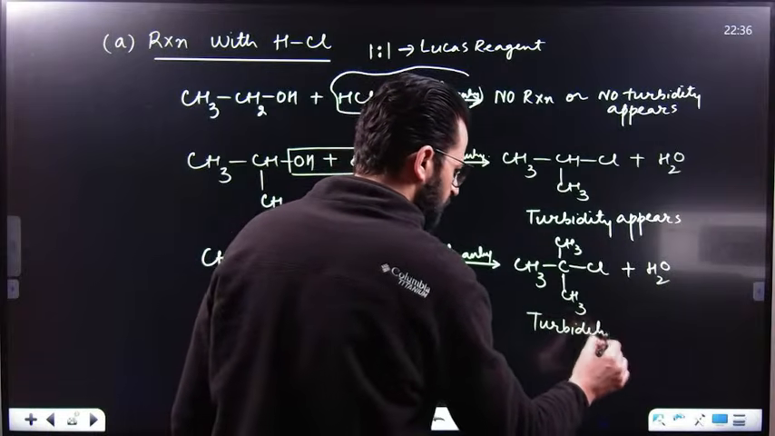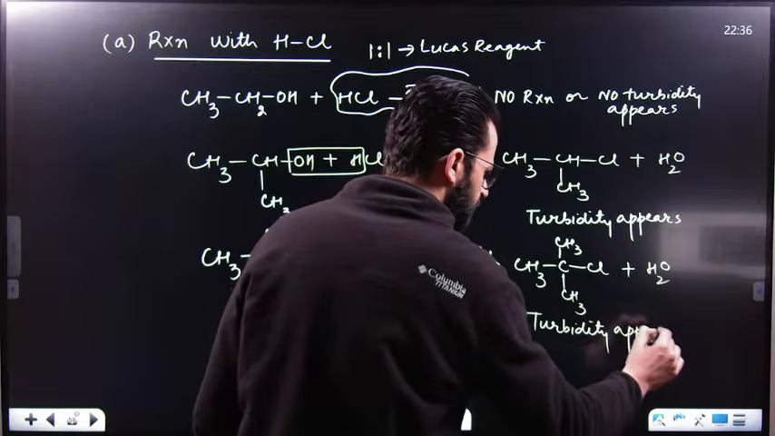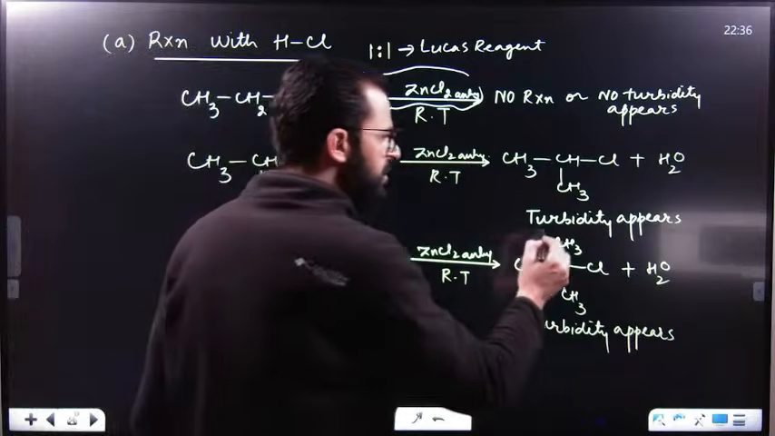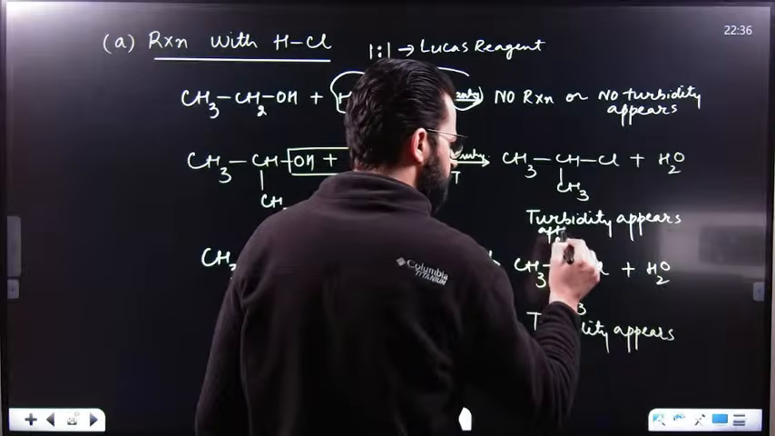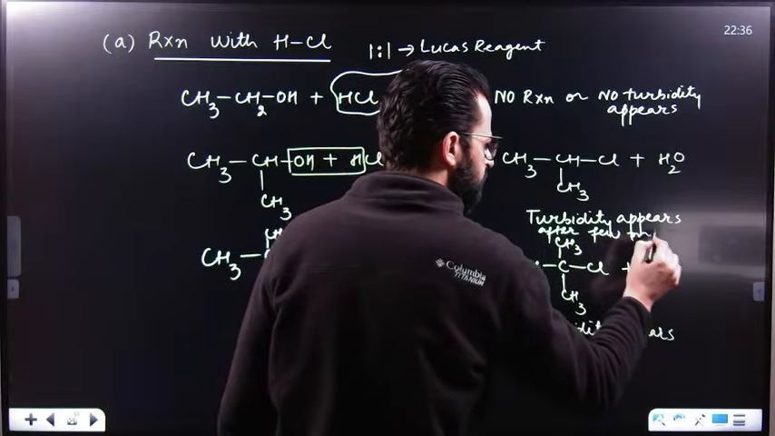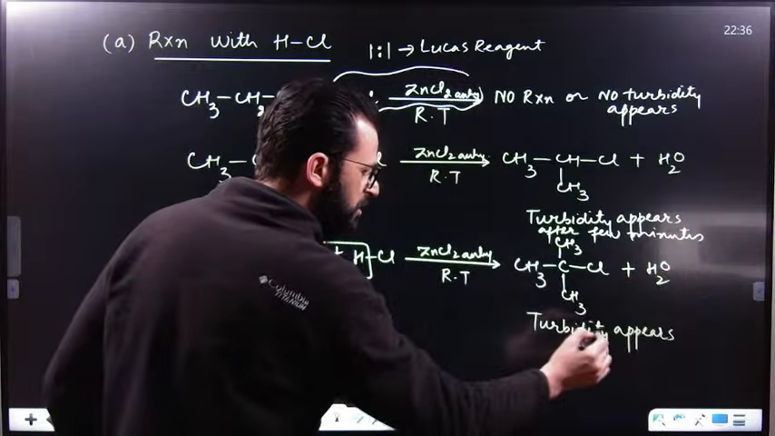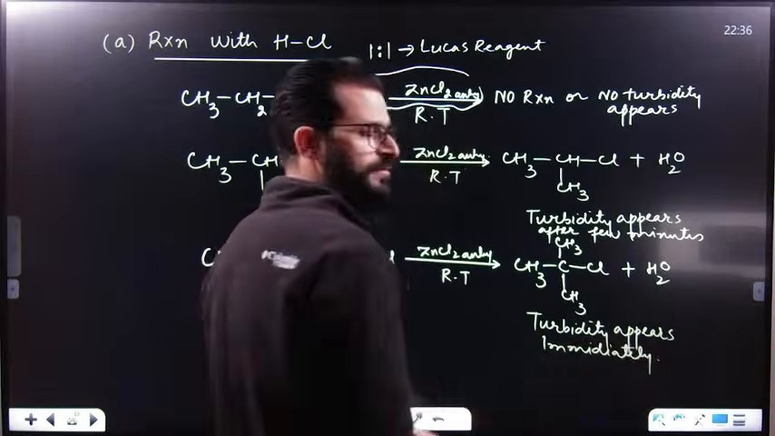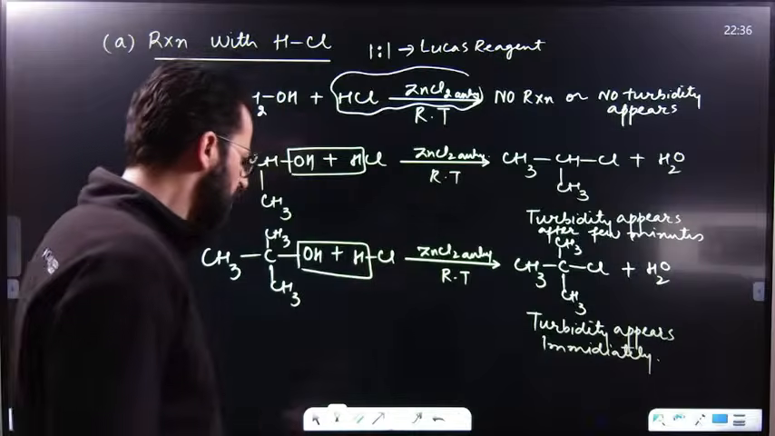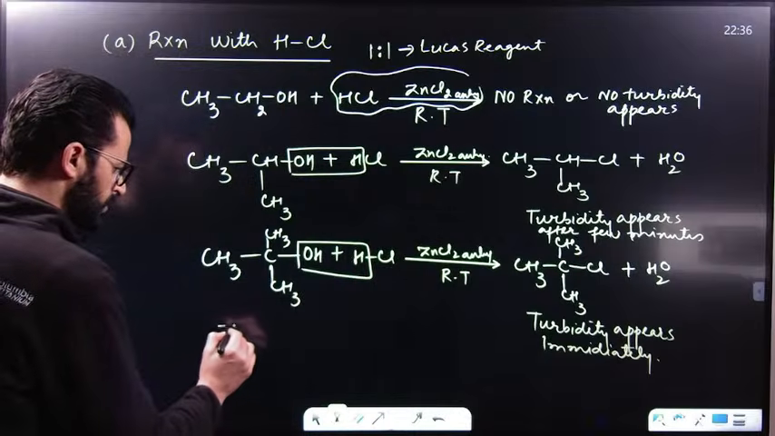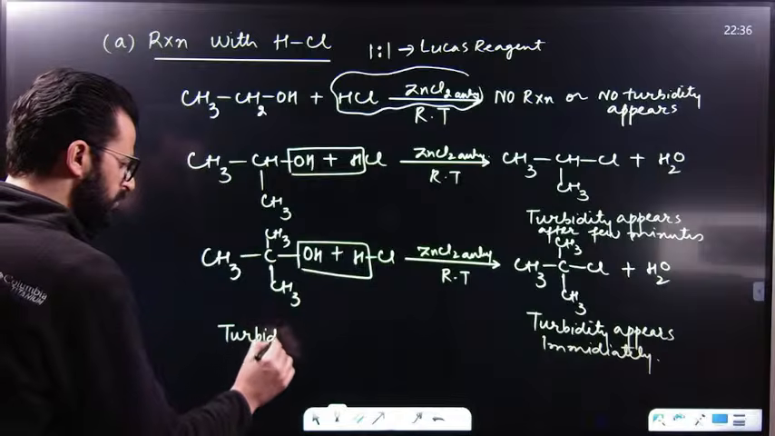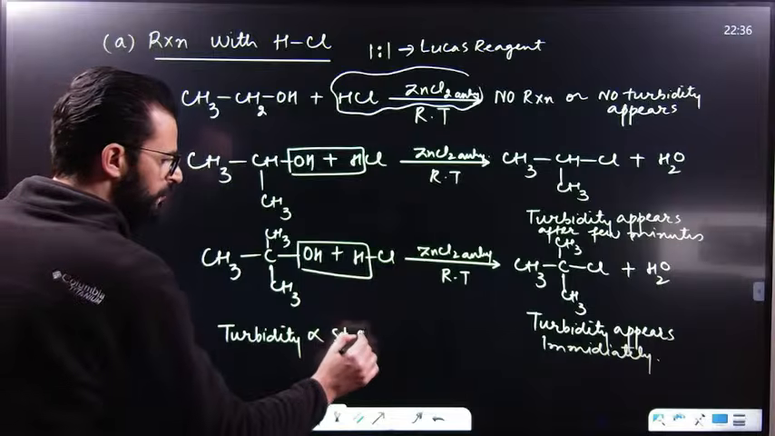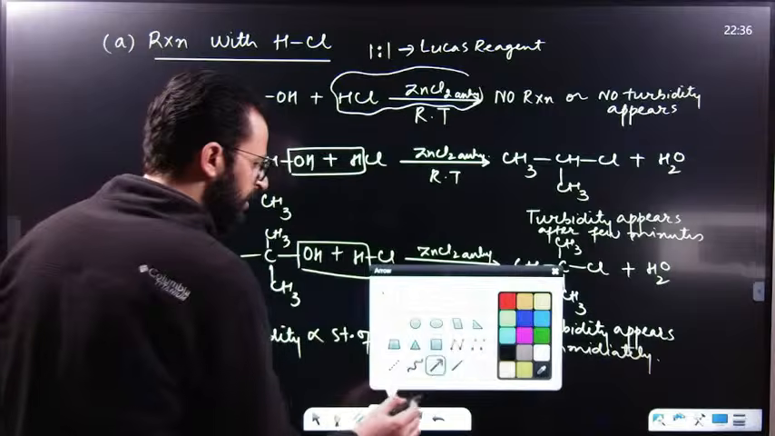But have a look. What is the difference between this second reaction and third reaction? As secondary alcohol is not that reactive, that's why turbidity appears after few minutes. But here turbidity appears immediately. That means turbidity appears in seconds. Turbidity appears in minutes. Now the question is, rate of turbidity, can I say, is directly proportional to stability of carbocation. It depends upon stability of the carbocation.